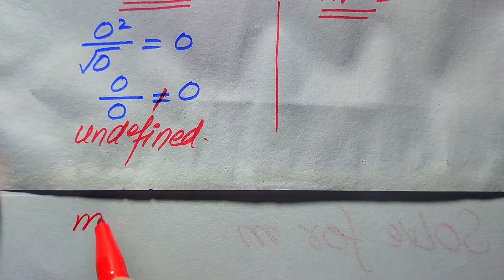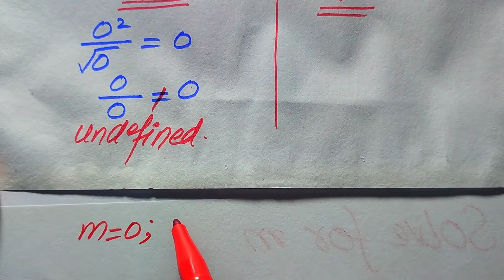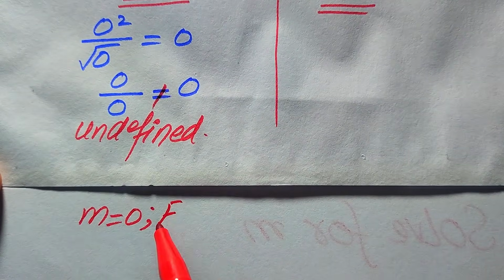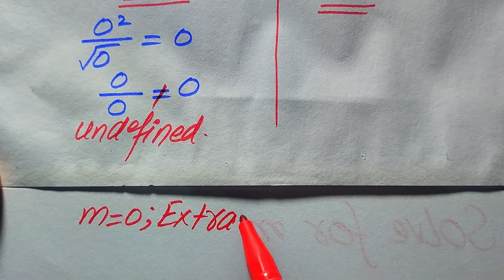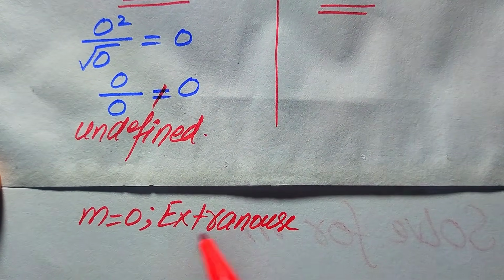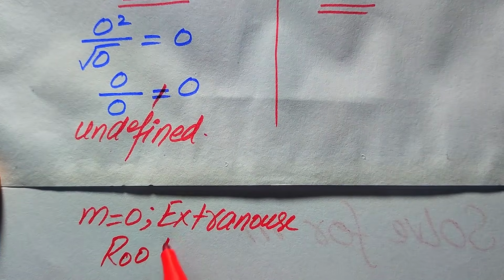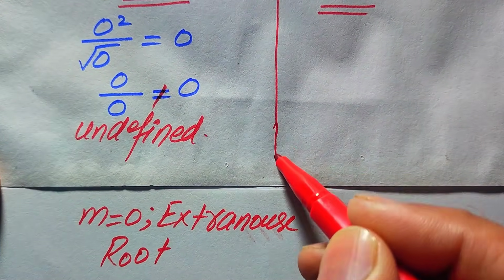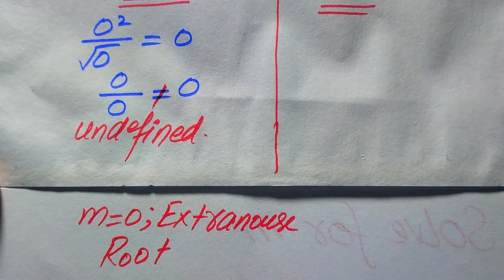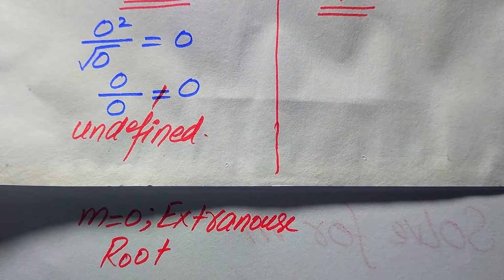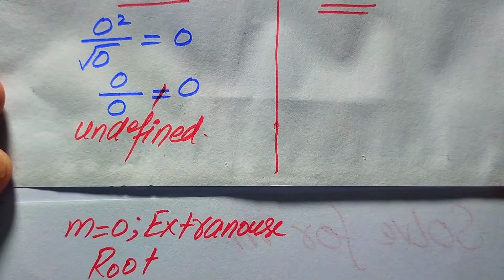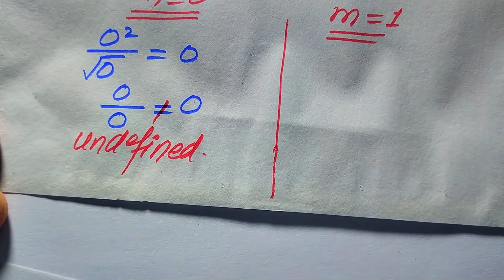So we call m equals 0 the extraneous root of the given equation. Okay, so this is the extraneous root because it does not satisfy our given question statement. And now, in the next step, we need to verify the second value of m.